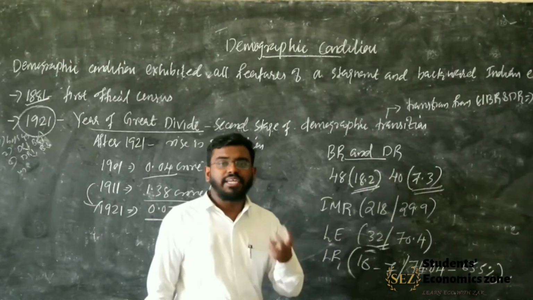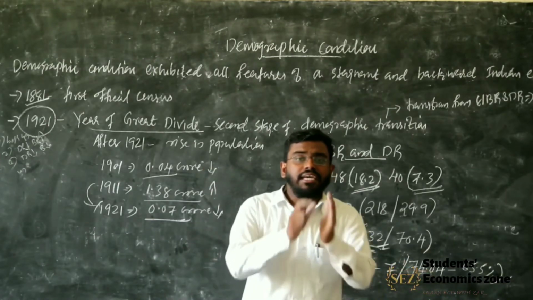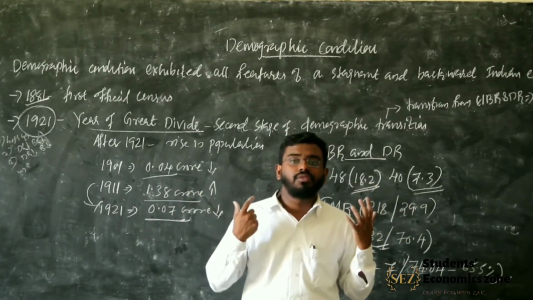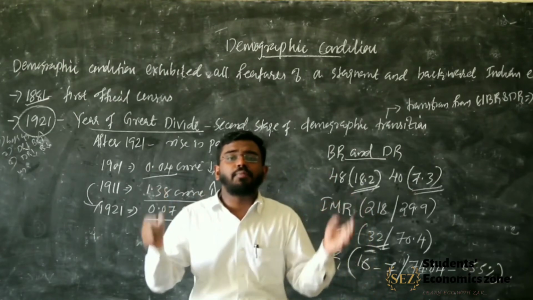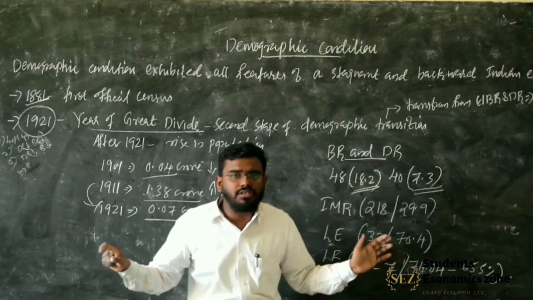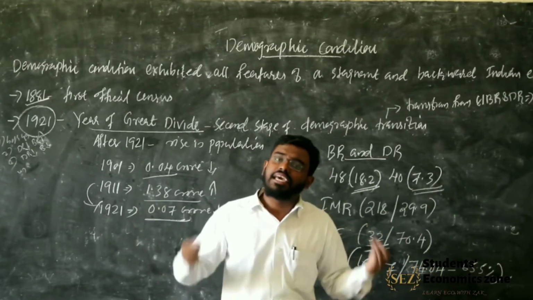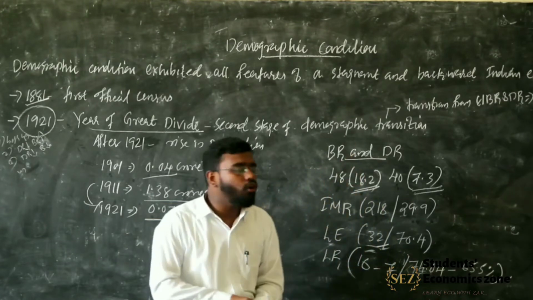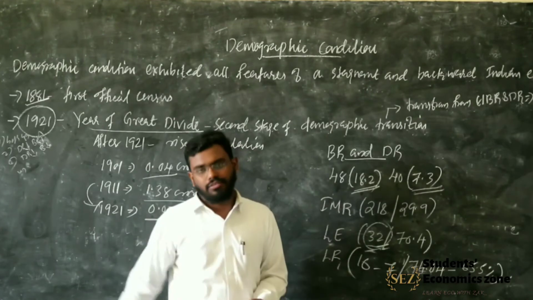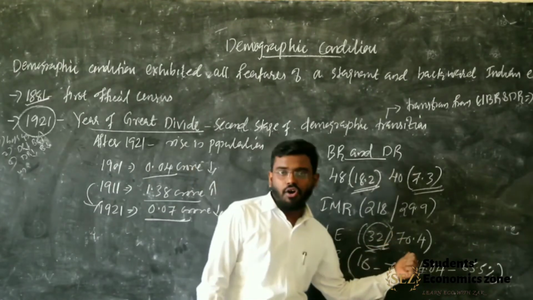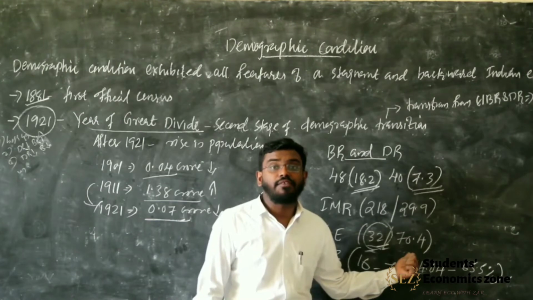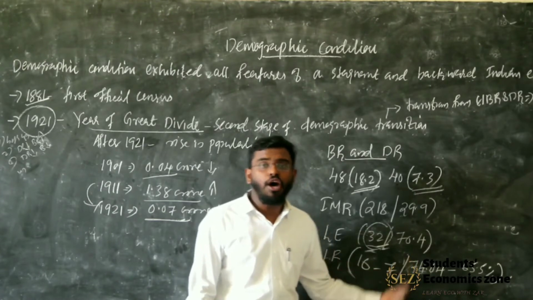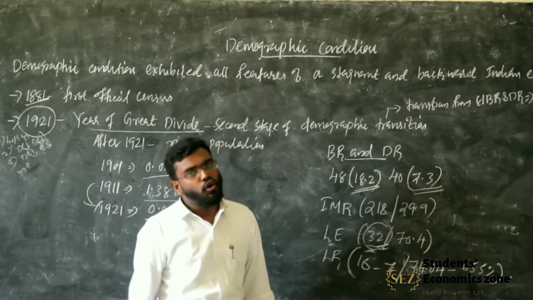And the next one, life expectancy. What is the meaning of life expectancy? It is the average number of years that a person can live. If the health condition of the people is good, if the health infrastructure is good, then what happens to life expectancy? It will be very high. Under colonial rule, life expectancy was only 32 years. But now, as per the present data, it became 70.4 years. So that shows the pathetic condition of the health sector under colonial rule.